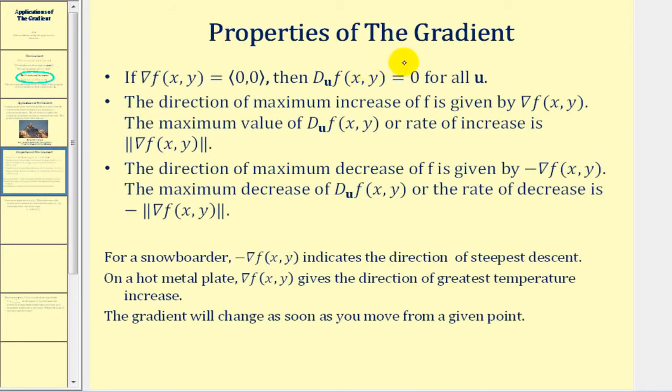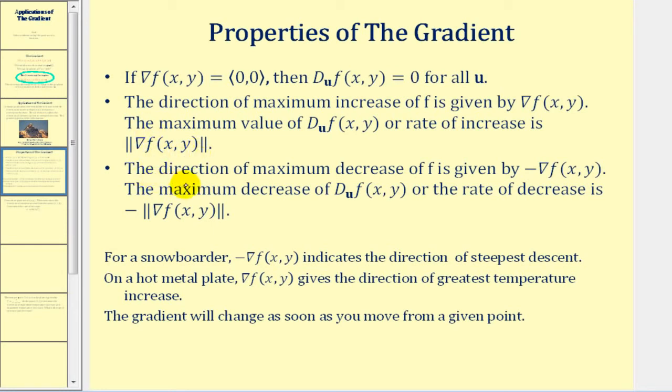So here are some properties of the gradient. If the gradient of f of x, y is equal to the zero vector, then the directional derivative of f of x, y will also equal 0 for all unit vectors. For this video, we'll focus on the next two properties. The direction of maximum increase of f is given by the gradient of f of x, y. And the value of the directional derivative at x, y, or rate of increase, is given by the magnitude of the gradient of f of x, y.